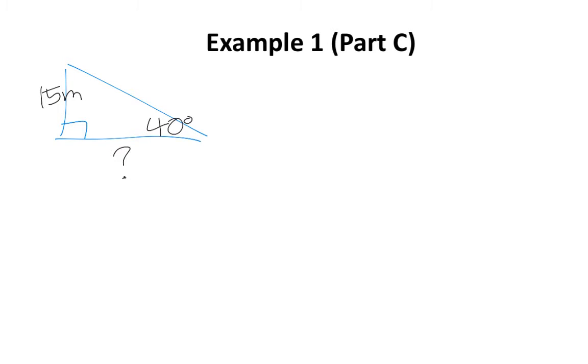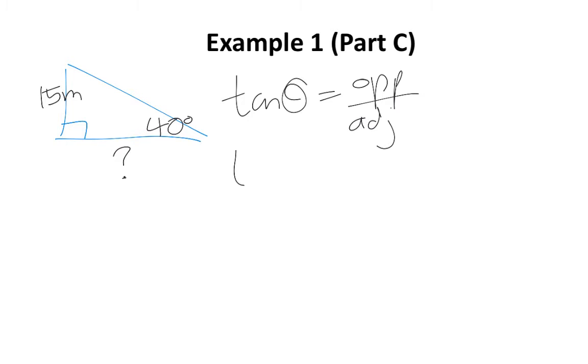Using SOHCAHTOA, you should conclude that the best trigonometric ratio to use is tan theta, which is opposite over adjacent. You want to substitute in your known values. So tan 40 degrees, the opposite side is 15 meters, and for the adjacent side, I'm going to use a different variable from my previous step. Instead of x, I'm going to use y. You can use any variable that you want.